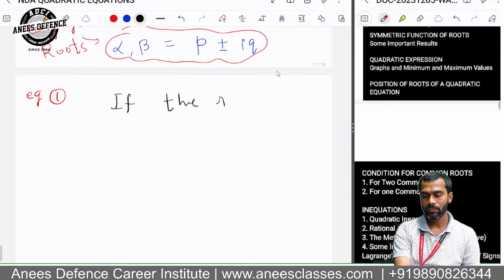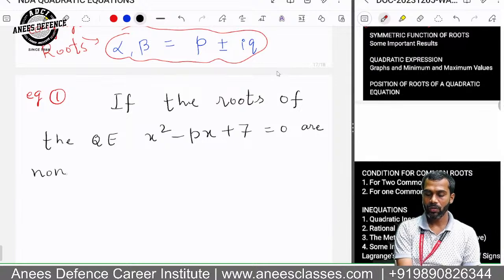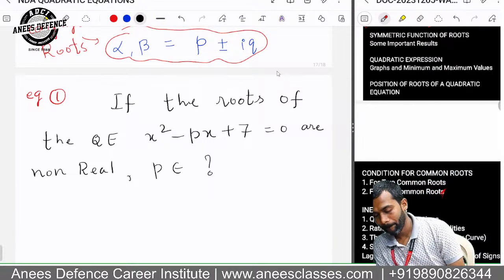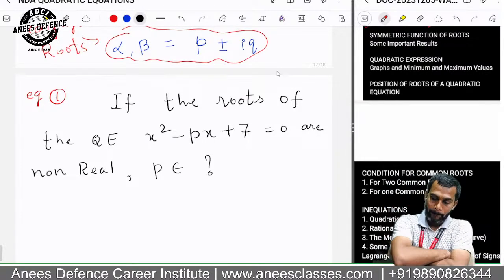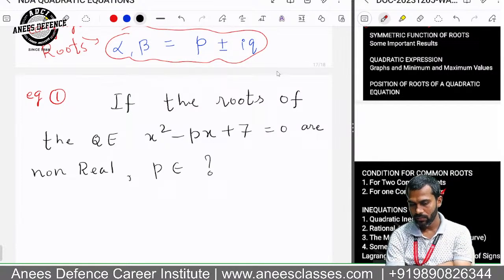If the roots of the quadratic equation x square minus px plus 7 is equal to 0 are non-real, then p belongs to what? Please try. Have you understood the question, online students? Only 30 minutes are left.